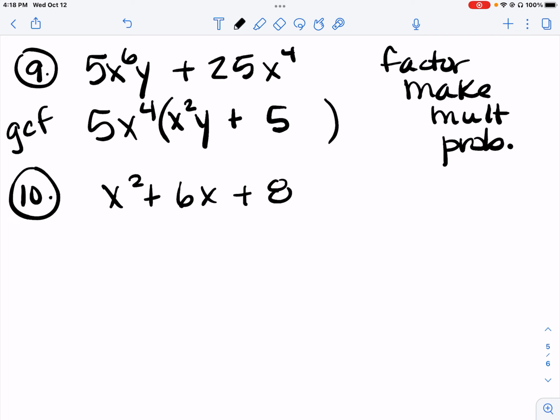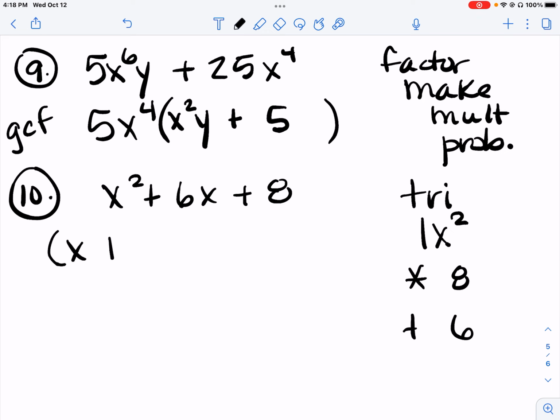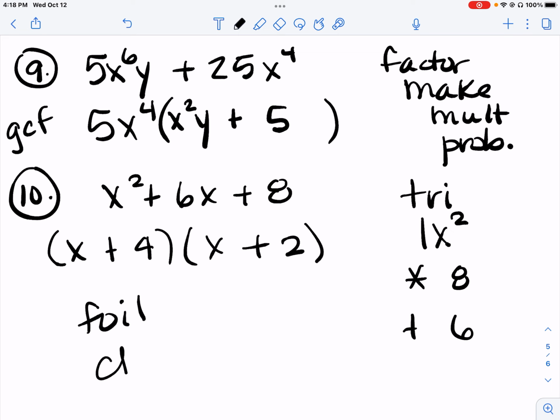Number 10 is a trinomial because it's got 3. It's an understood 1x squared, so we want to multiply to 8 and add to 6. So that's 4 and 2. Remember, you can FOIL to check.